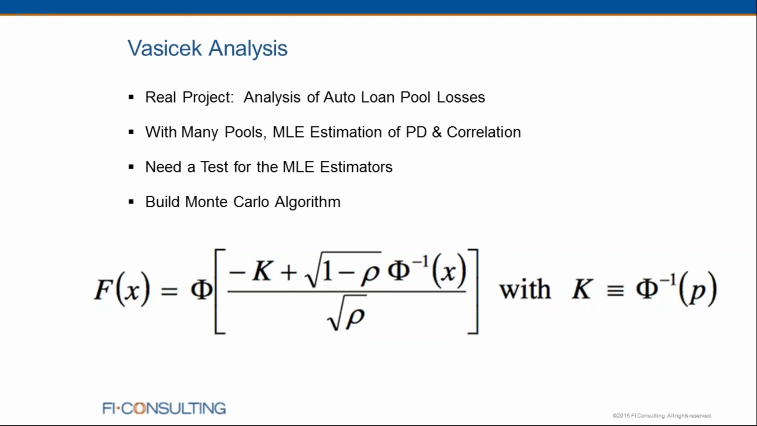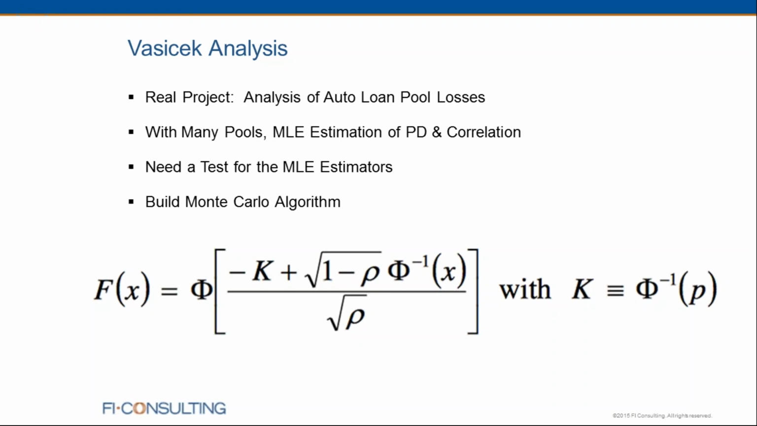Can we look at these 20 data points that we have from historical defaults in 20 pools and infer what the probability of default and correlation might be? And we did that with a maximum likelihood estimator.